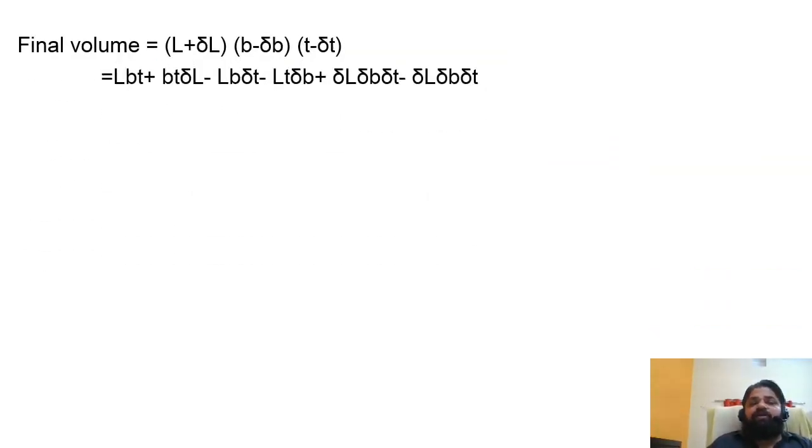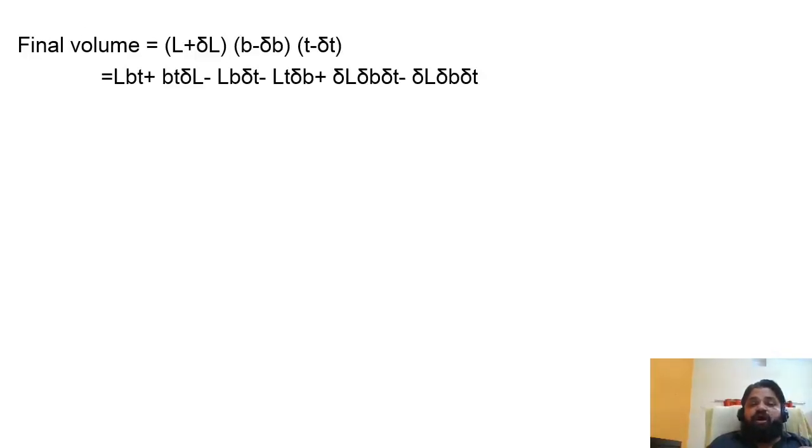Now for the final volume, as we know, L has increased, and B and T have decreased as well. That means length has increased, and width and thickness have reduced by the amounts delta B and delta T accordingly. Now the new final volume is L plus delta L, B minus delta B, T minus delta T, and you can see the last two terms are very, very small in nature. In the final volume, some of the positive and some of the negative terms, delta L, delta B, delta T, will cancel each other.